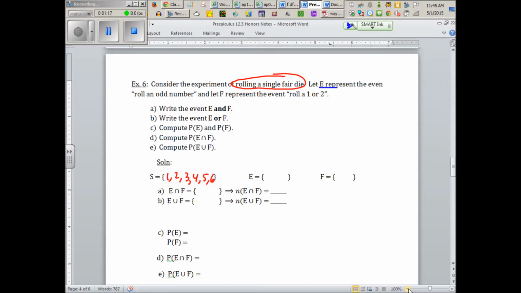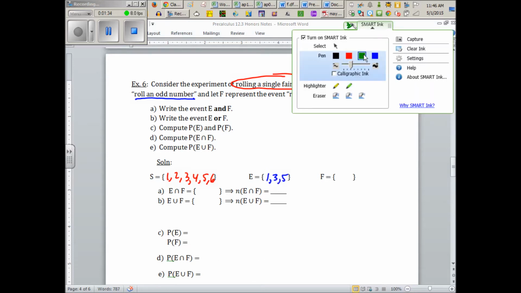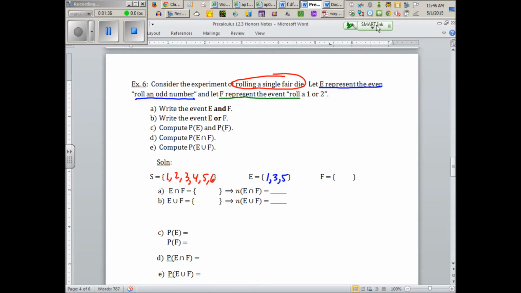Event E is a subset of that. Actually, it's a proper subset because it's an odd number. So what are the odd numbers on a die? Just 1, 3, 5, right? The next one is event F. Event F is a 1 or 2. So that's pretty explicit. 1 or 2.